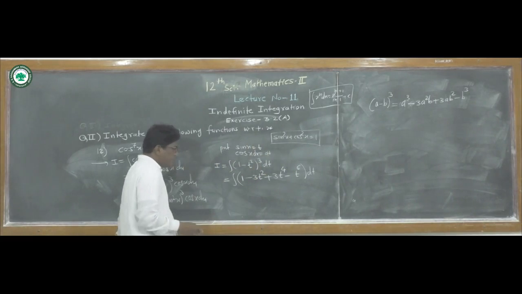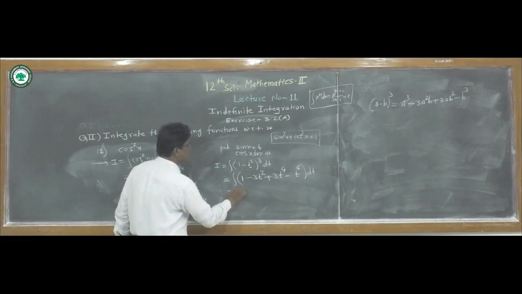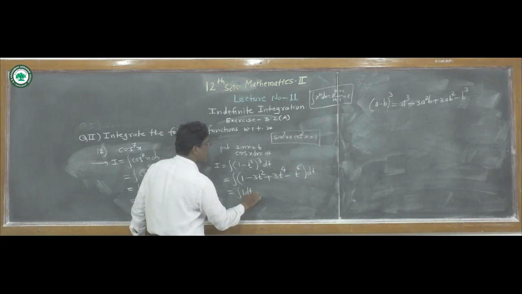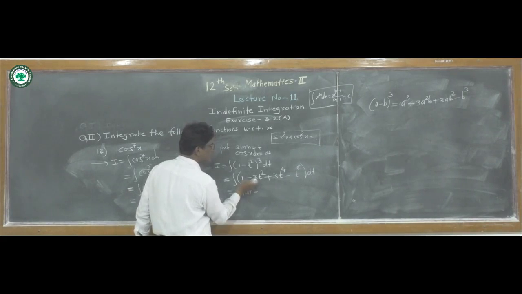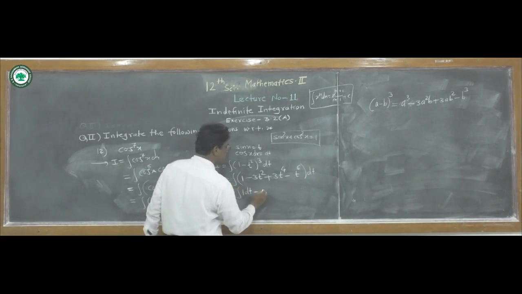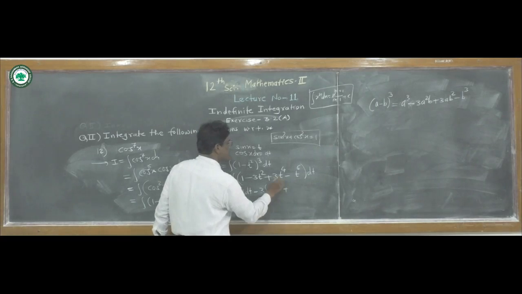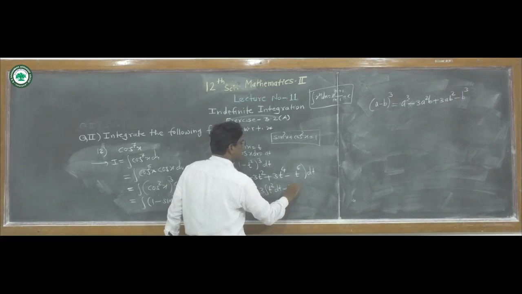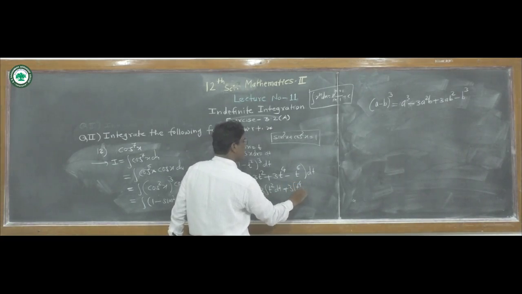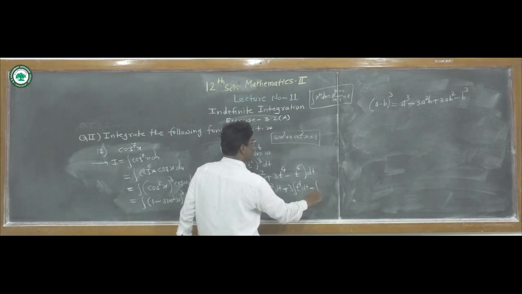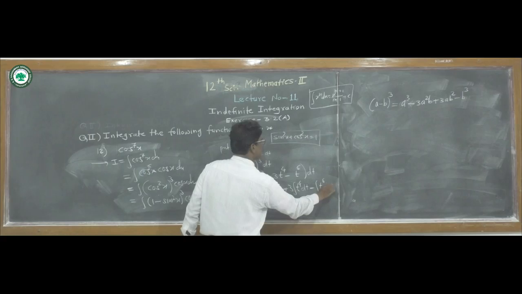And now here take separate integration of 1 dt minus integration of these, 3 constant, write down outside the integral, 3 integration of t square dt plus here 3 constant outside the integration of t to the power 4 dt minus integration of t to the power 6 dt.